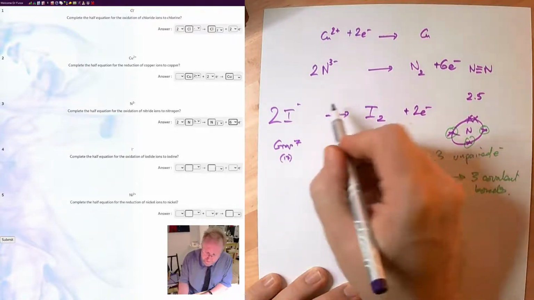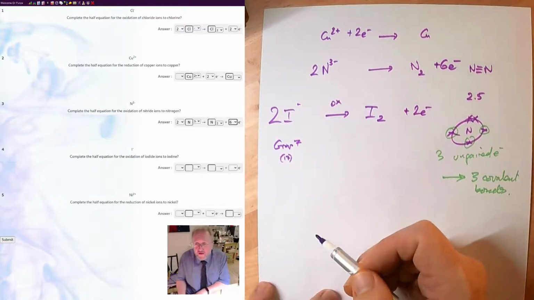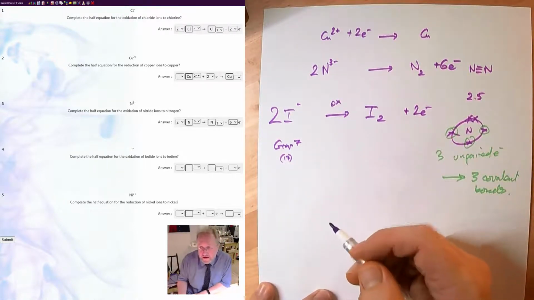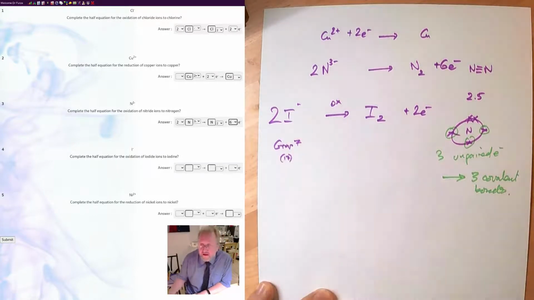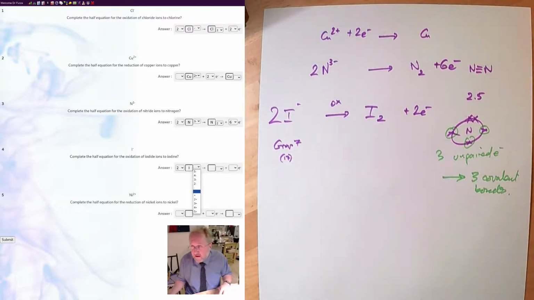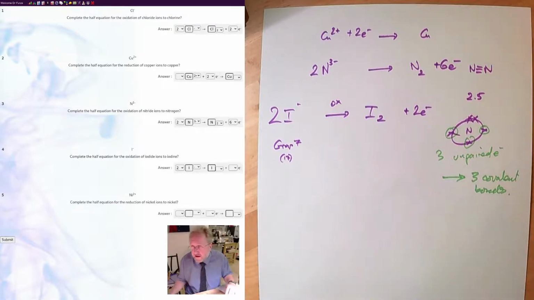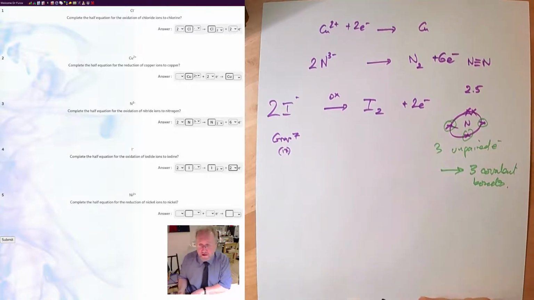So this is oxidation because it is losing electrons. So the half equation for the oxidation of iodide ions to iodine, that will be it. So we've got 2 I minus goes to I2 plus 2 electrons.